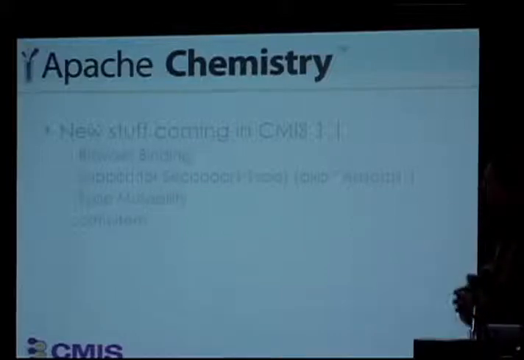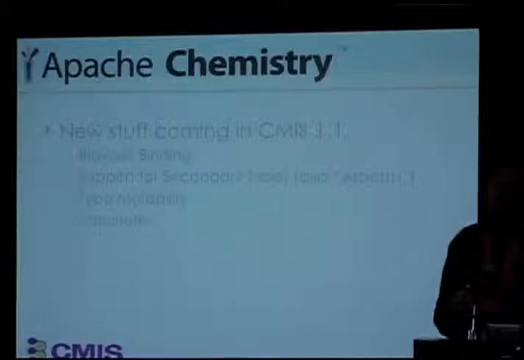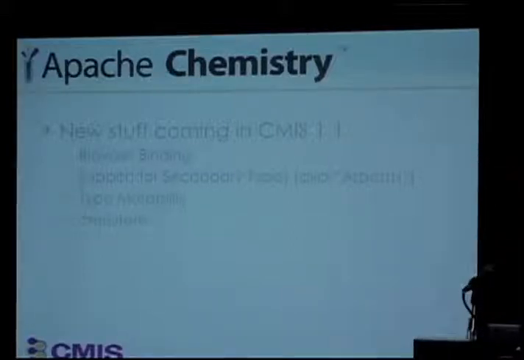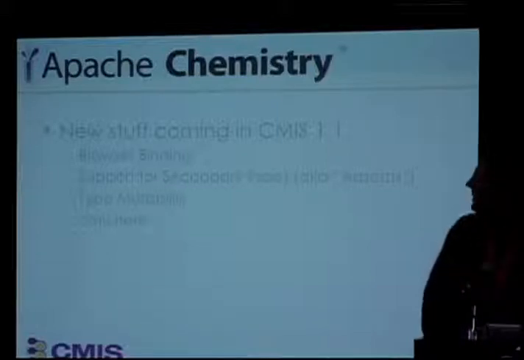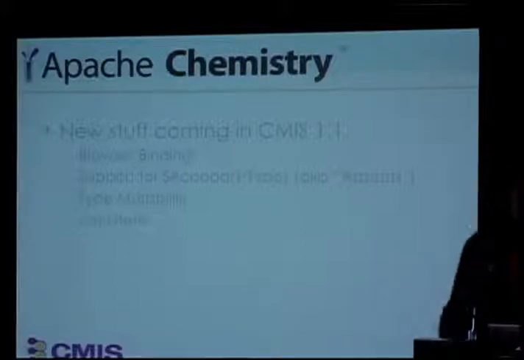There are a couple other things that are new in 1.1, but these are probably the top items coming in 1.1. So again, 1.1 is in committee draft, I think is the official status of that at OASIS. And we're just now in Apache Chemistry starting to get some of these features into the build.